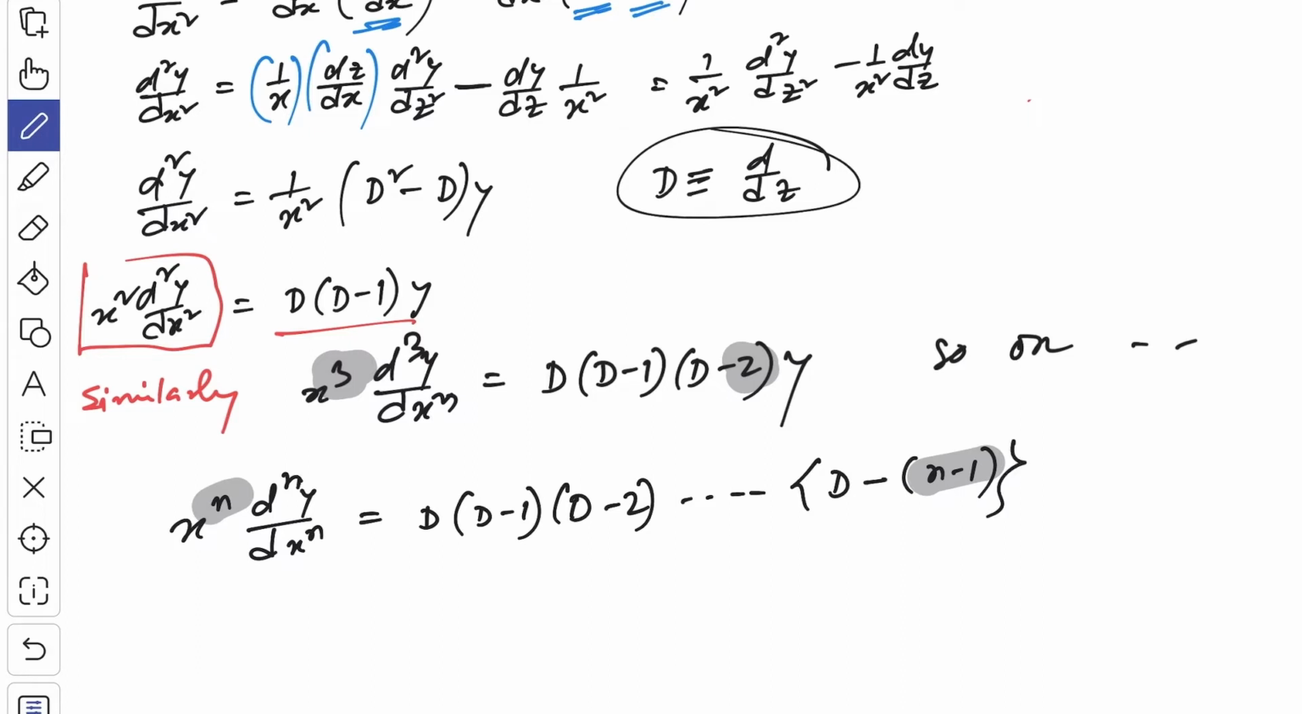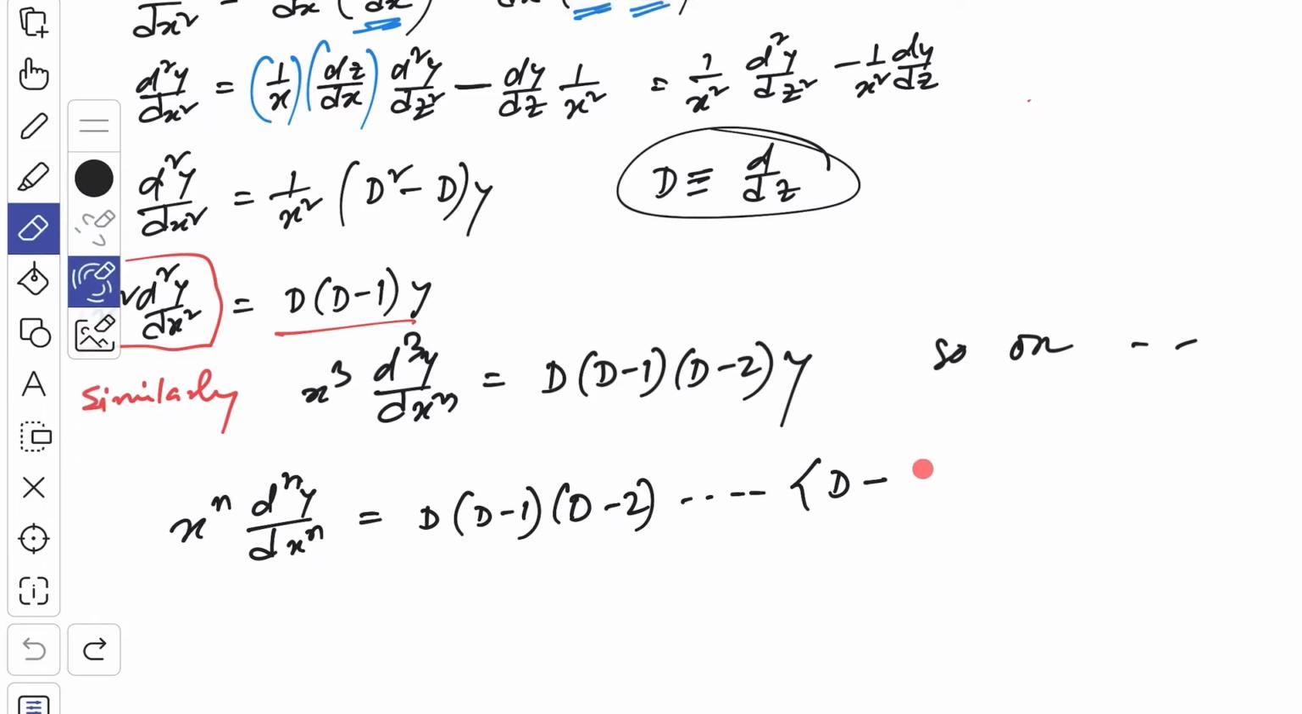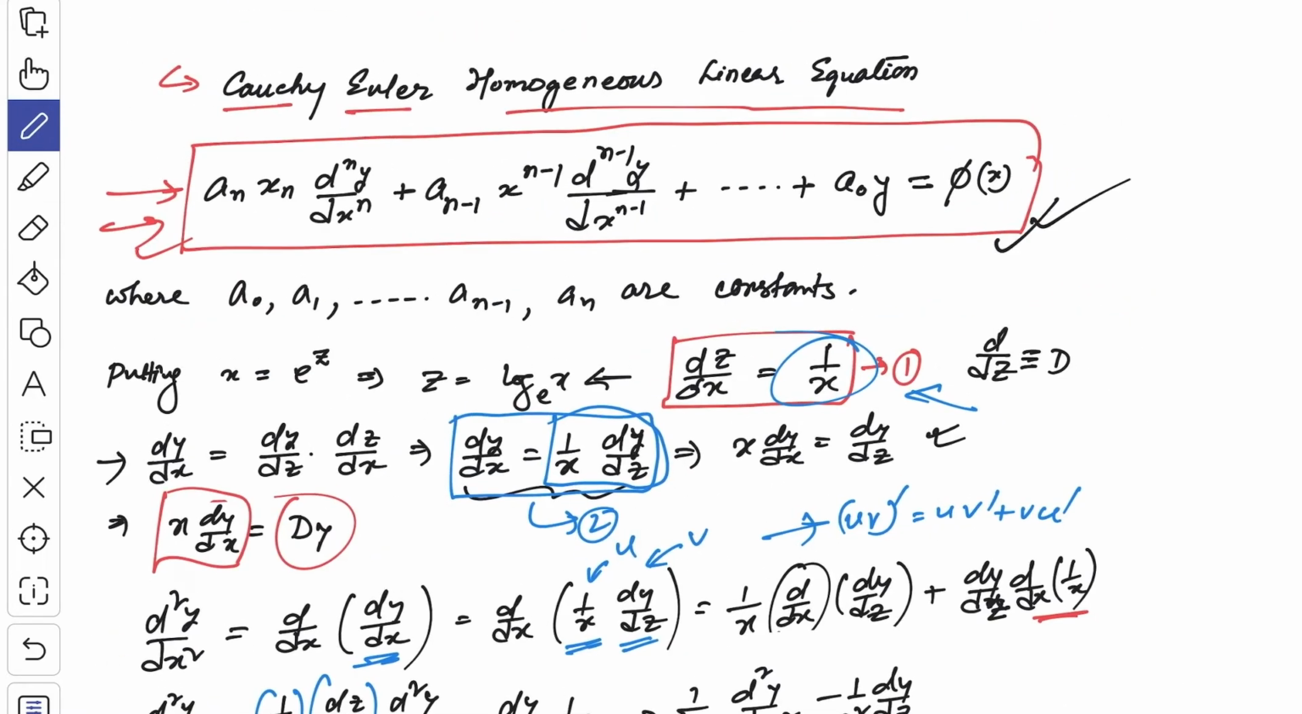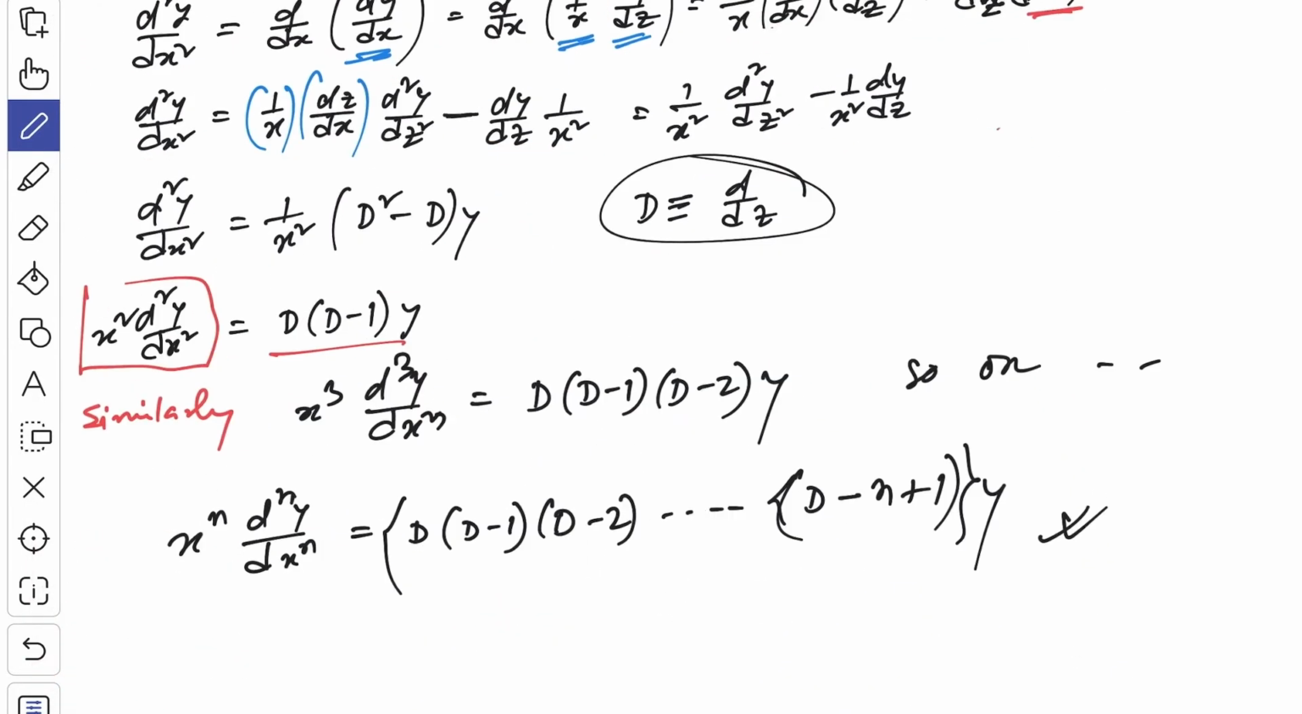Now if you remove this bracket, it becomes, let me write it directly, n plus 1 after removing this bracket, then y. So this is what we have got, right? We can reduce this homogeneous equation in this way. After reduction of this equation, putting those things that I have used here, we can solve such type of equations. Let me show you how to solve this kind of equation.